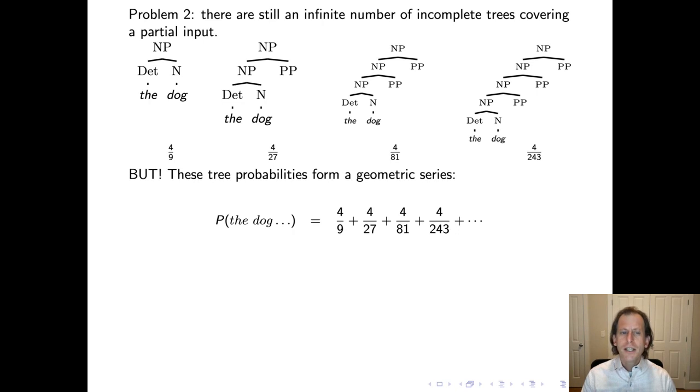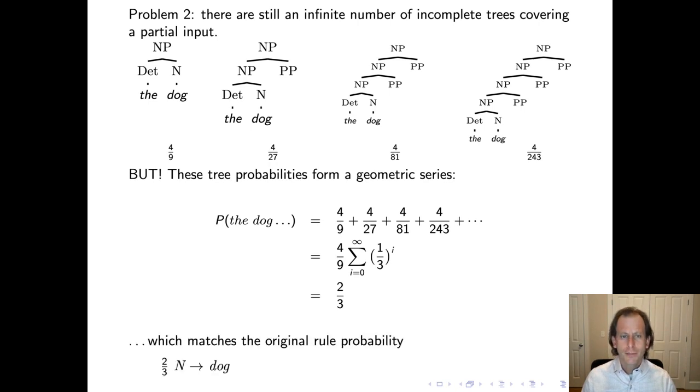However, you may notice that these tree probabilities form a geometric series. So we have 4/9, 4/27, 4/81, and 4/243, and so forth. And so actually, we can get the answer out by invoking the rule that gives us the sum of a geometric series, and it turns out that this gives us exactly the right answer, 2/3. So this infinite set of trees, if you sum up this infinite series of incomplete trees, if you sum up their probabilities, it does give the right answer of 2/3. So, but how might this be implemented in a more generalizable way?